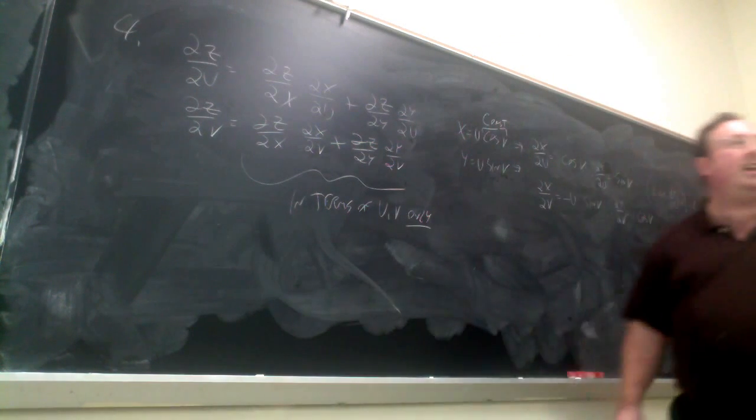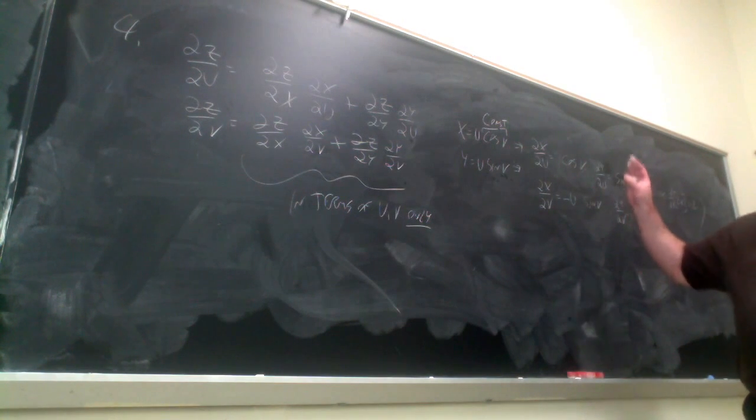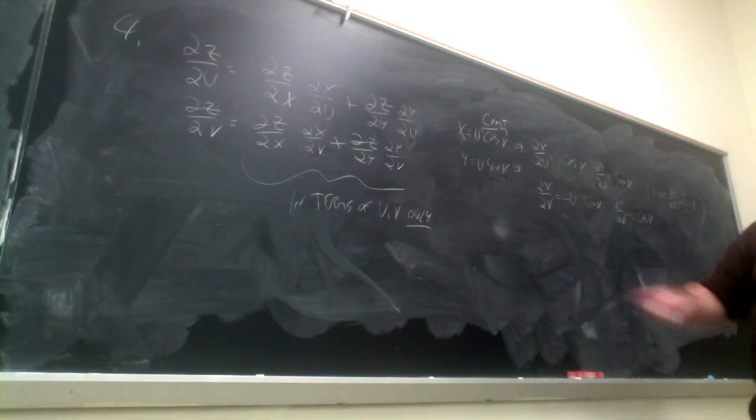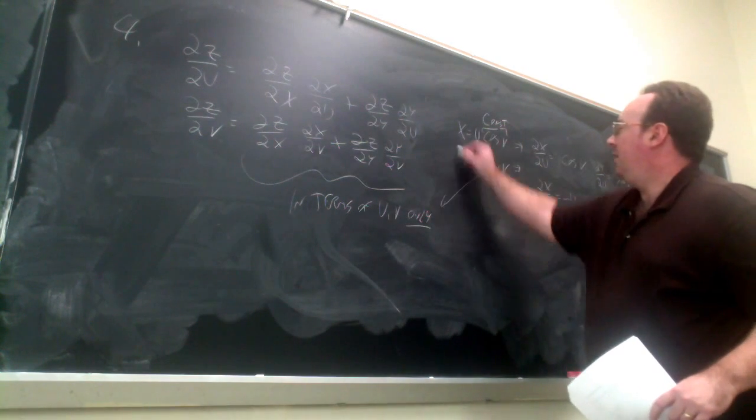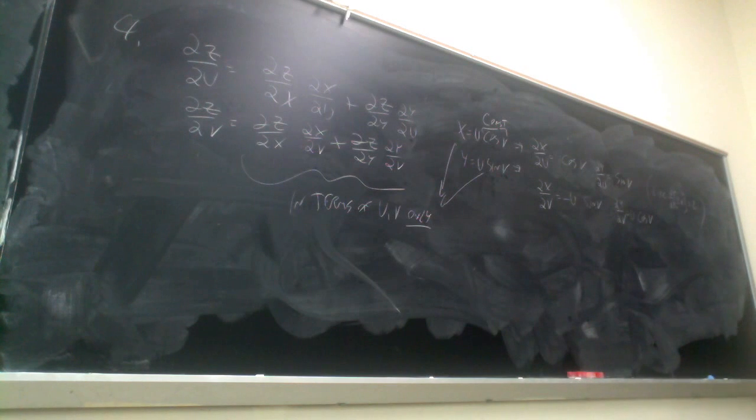Therefore, your answers should be in terms of u and v only. I got some answers that had u, v, x, and y in them. As a last step, after you do all the differentiation and put all these in here, you're supposed to replace x and y with these functions of u and v. So your final answer must only be a function of the inner function's independent variables.